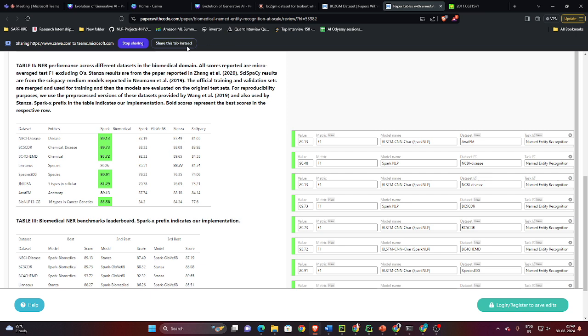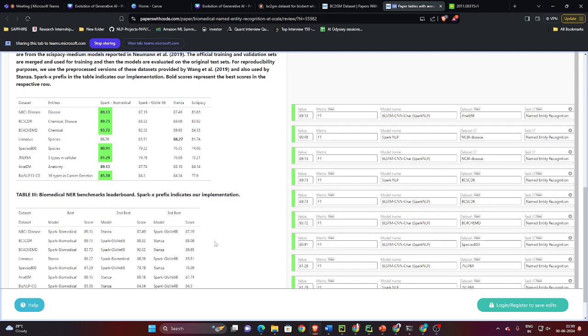Let's see. If you can allow me, I would share this tab with you. Can you see this? Yes, I see that. This actually contains much more. This is actually the source where all of these data are located. So why this data came into being and what is the origin of this data and how can we assure ourselves that this is the correct data. This is where it comes from. NER performance, the biomedical benchmark leaderboard, and finally their metrics, model name, and how we compare everything.